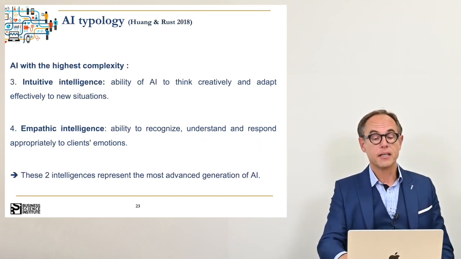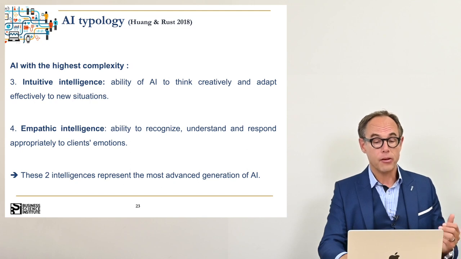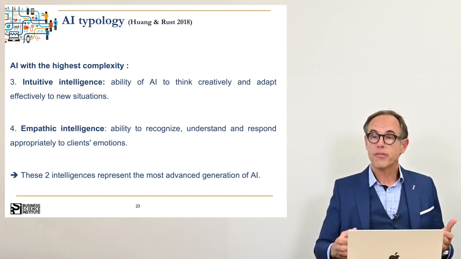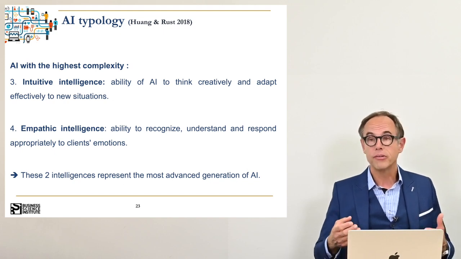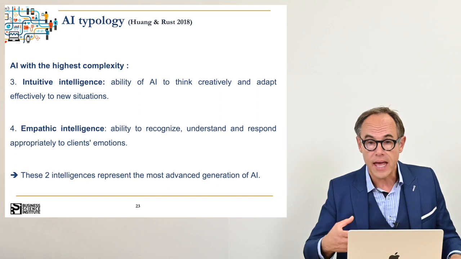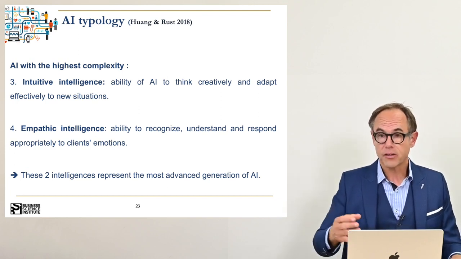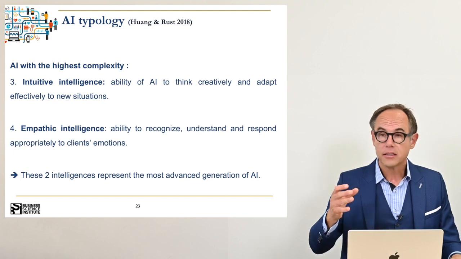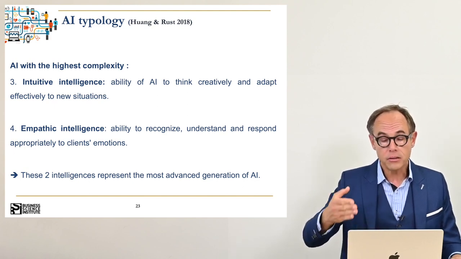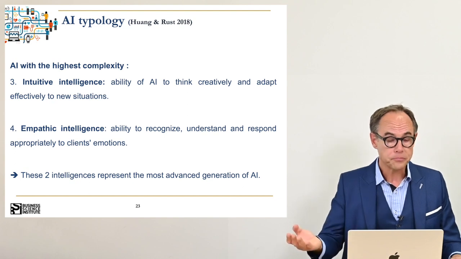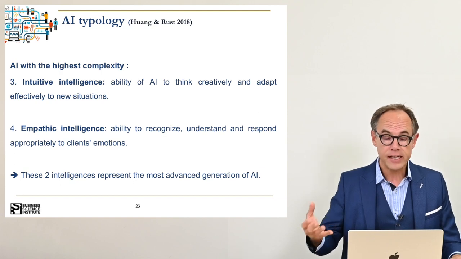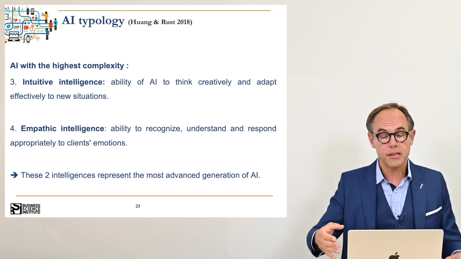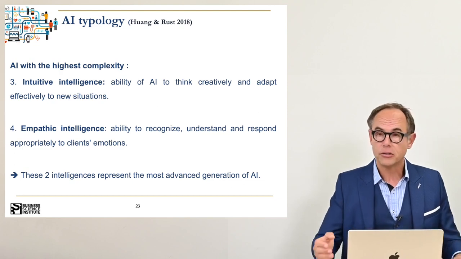After having seen the basic form of AI with the lowest complexity, there's AI with the highest complexity. So intuitive AI based on the ability of AI to think creatively and adapt effectively to new situations. This means that actually the AI is able to take decisions directly without humans, and take in a situation under uncertainty the best decision and adapt to new situations. And the highest level is empathetic AI, with the ability to recognize, understand, and respond appropriately to clients' emotions.